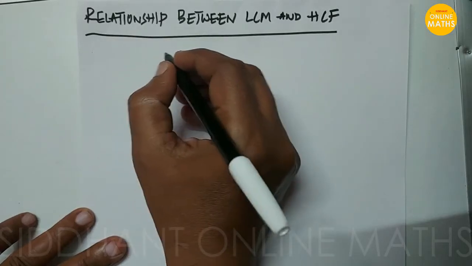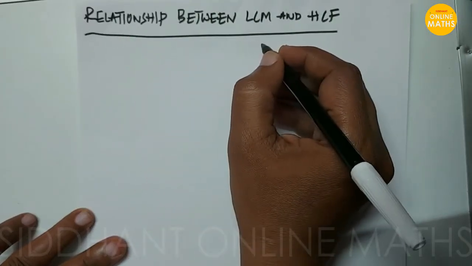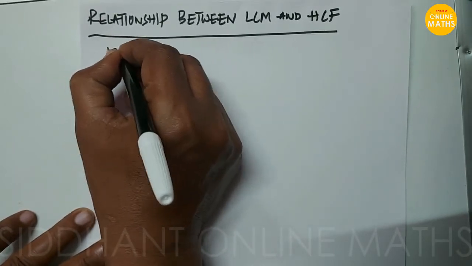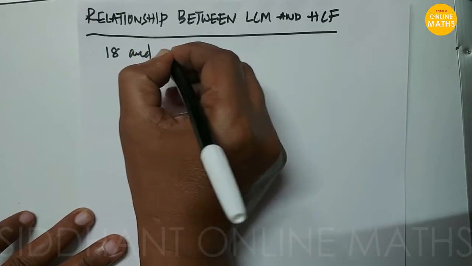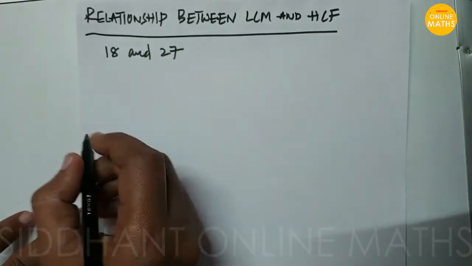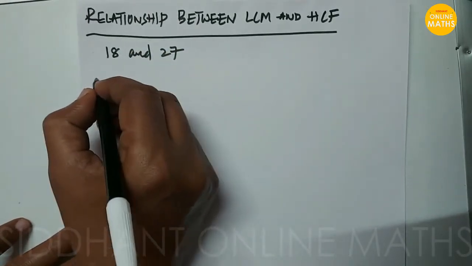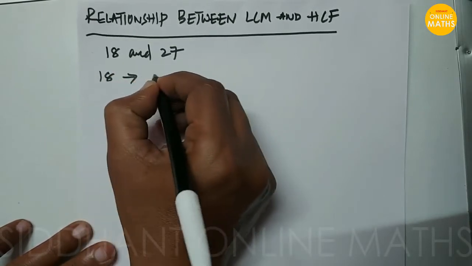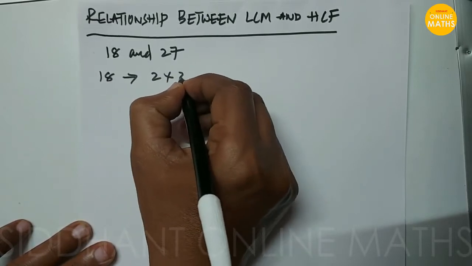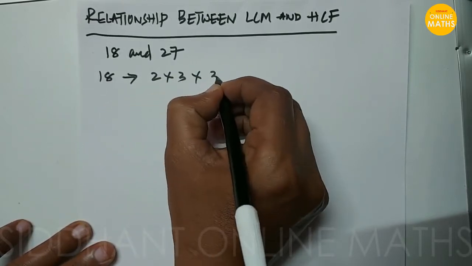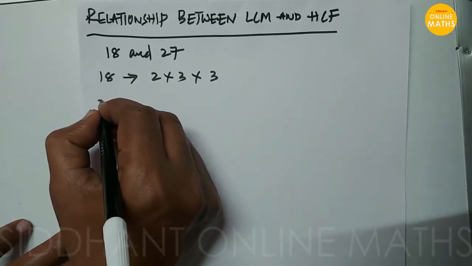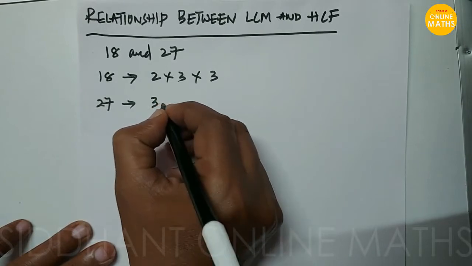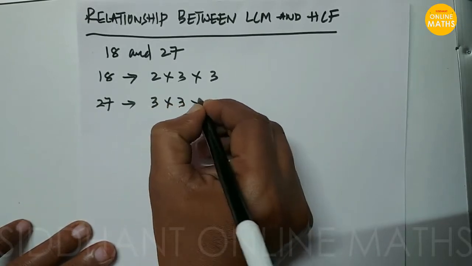So next topic, relationship between LCM and HCF. So here we are going to take two example numbers, 18 and 27. Let's take the prime factorization of 18. We get 2 into 3 into 3. And 27, when you see the prime factorization of 27, is 3 into 3 into 3.